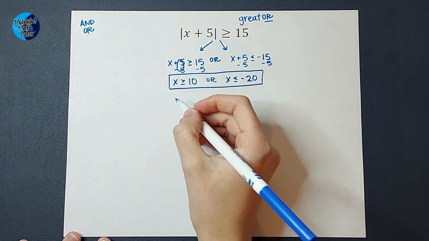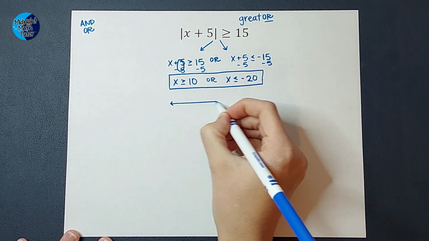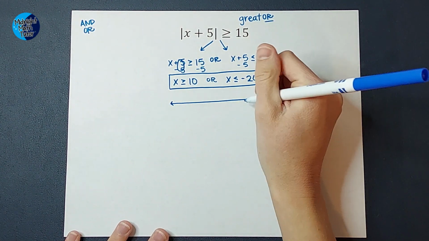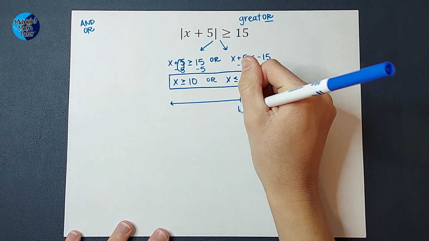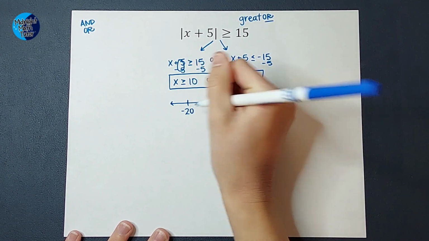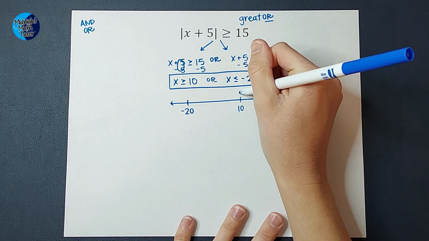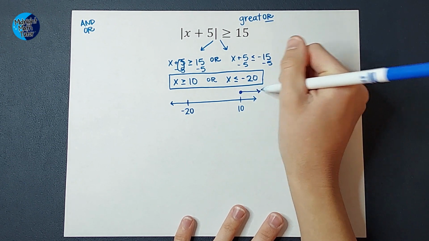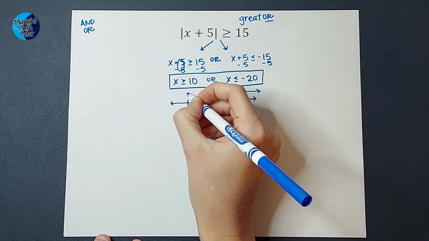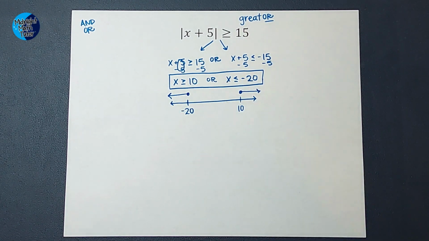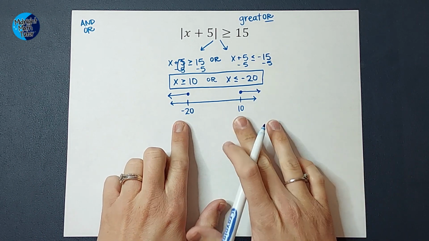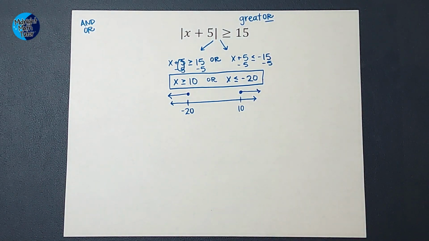Let's quickly see what this looks like on a number line, because inequalities and number lines just love each other for some reason. They just belong together. So here we have 10 and negative 20. So x can be greater than or equal to 10, or less than or equal to negative 20. So any number from negative infinity to negative 20 and from 10 to infinity can work to make this inequality true.